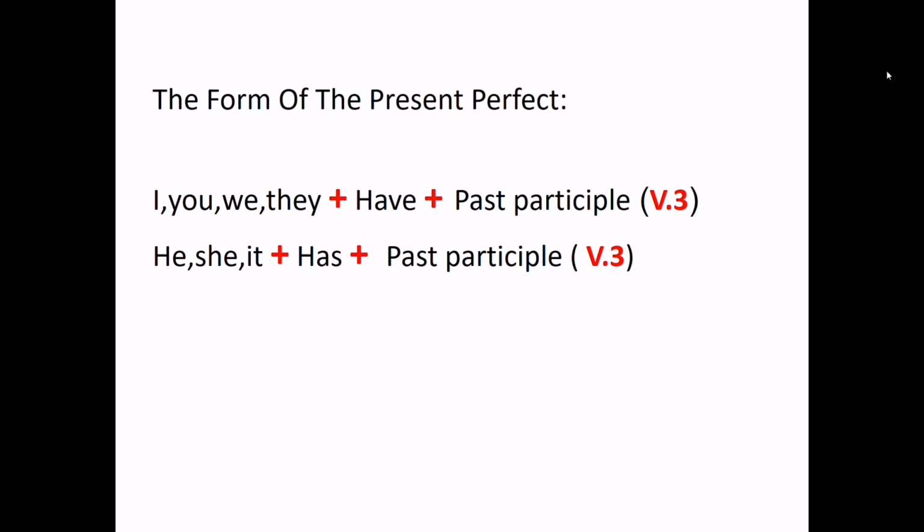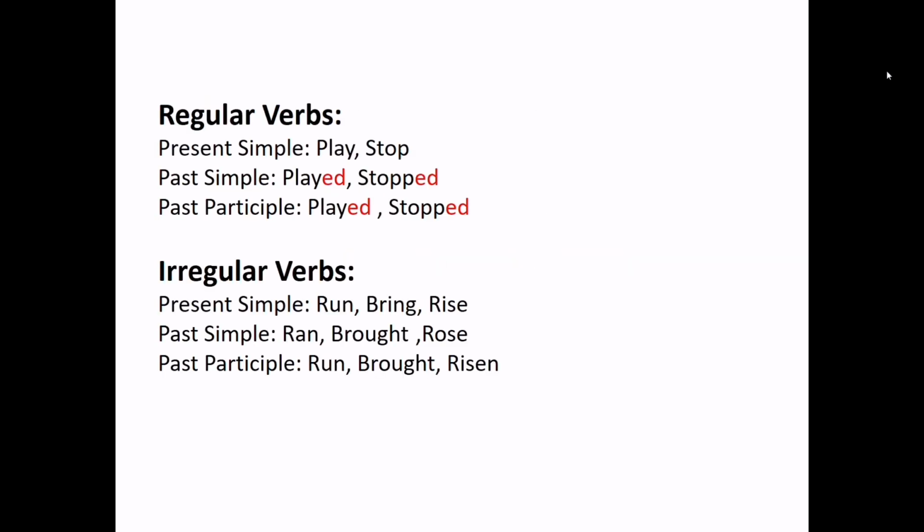Now we have the form of the present perfect. For I, you, we, they, we use have plus the past participle, which is verb 3. And for he, she, it, we use has plus the past participle, which is verb 3.